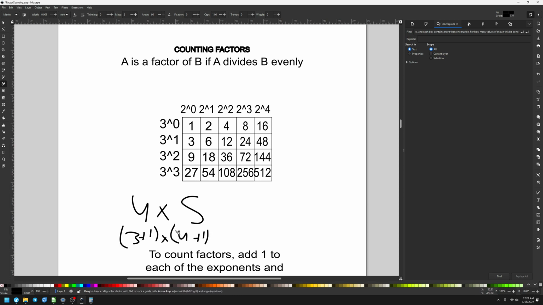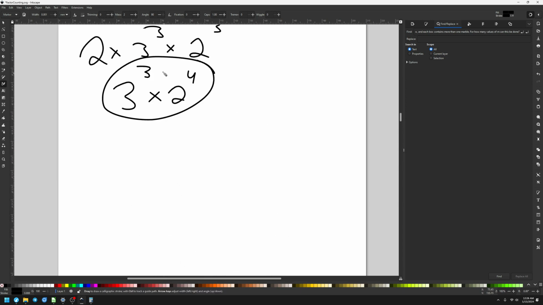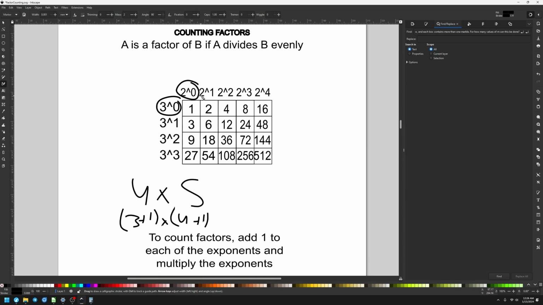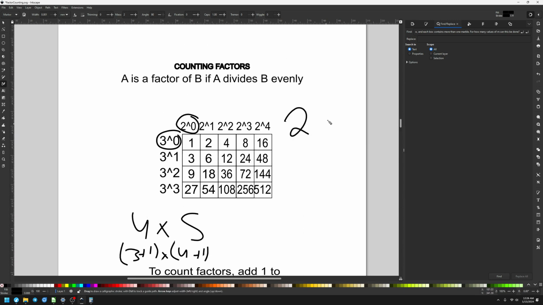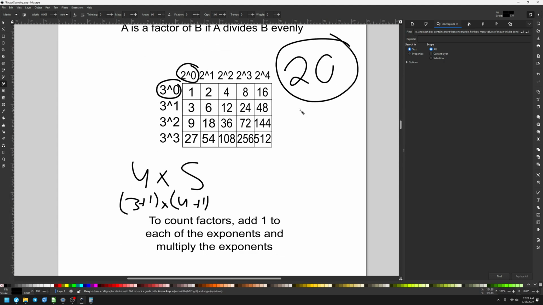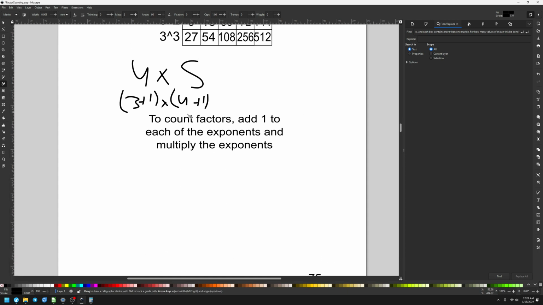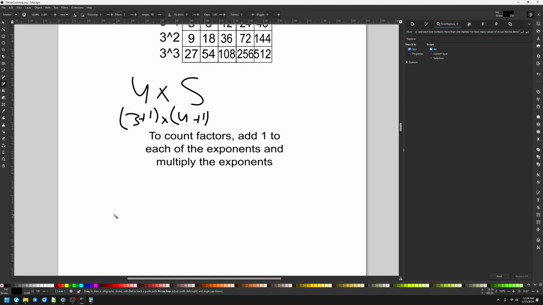And the reason we do that is because we have to account for 3 to the 0. That's the reason we added 1 to these original exponents, 3 and 4. We added 1 to each. Okay, so that means that 20 is how many divisors 432 has. That's our answer. Okay. So you see here, to count factors, we have to add 1 to each of the exponents and multiply. Let's do one more quick example. If we have 2 cubed times 3 squared, the number of factors is going to be 4 times 3, which is 12.